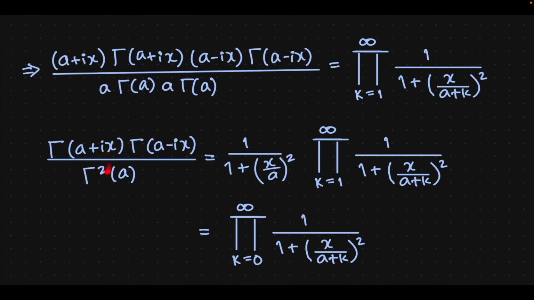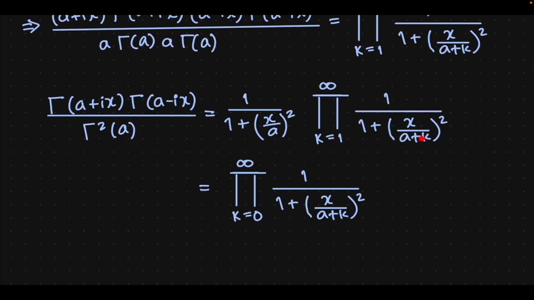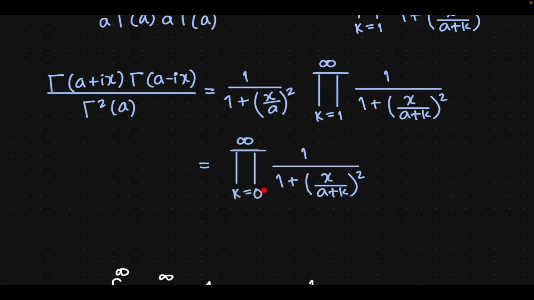We can simplify this. We can remove all these factors of a's and x's, put them on the right side. So we get gamma of a plus ix times gamma of a minus ix divided by gamma squared of a, which equals, now simple, just writing all these prefactors on the right side, we get 1 over 1 plus x over a, the whole squared, times the same product as before. But notice that if k were 0, we would just get the term that's multiplied in upfront. That means we can just start the product from k equals 0 because this is already multiplied with the rest of the terms. So we have a product from k equals 0 to infinity of 1 over 1 plus x over a plus k, the whole squared.